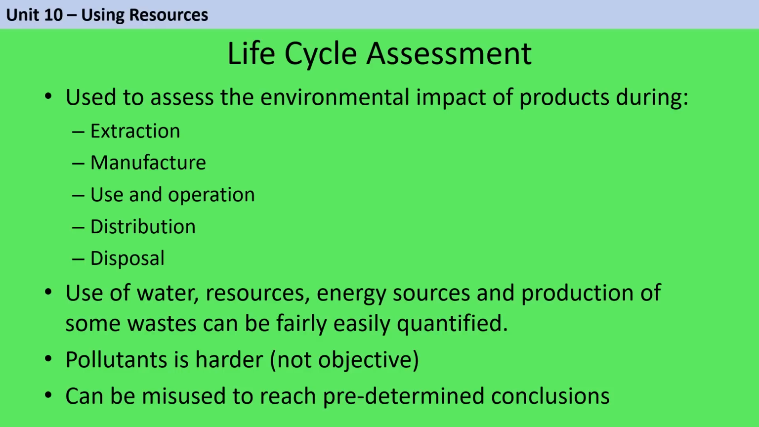Some parts of this can be done quite easily and objectively, like how much water is going to be used, but other things are harder. For instance, it can be hard to know exactly how much carbon dioxide will be released as a result of this product being made, because some of that might come down to the amount of electricity that's used when it's being used, and we might not know that in advance. In addition, it's often the company that's manufacturing a product that is writing the life cycle assessment, so they're sometimes not objective and can be misused to reach predetermined conclusions.